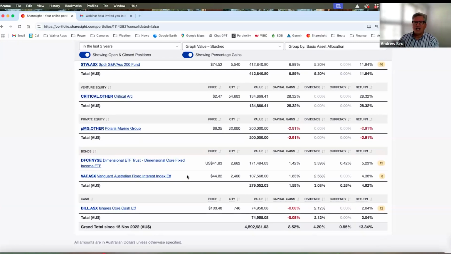Now, this is another one where age has an impact. Up until a few years ago, I didn't own any bonds at all. I've traditionally been quite a growth-oriented investor. And I will say that I'm now starting to add bonds to the portfolio, partly because I'm looking to reduce volatility and de-risk things a little bit as I transition more into the drawdown phase of the portfolio.